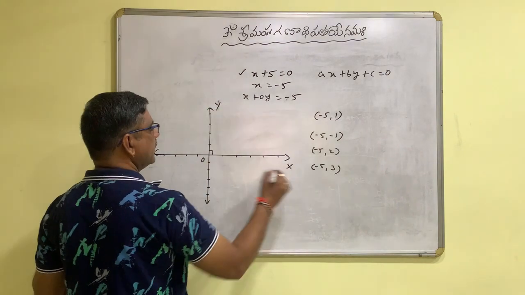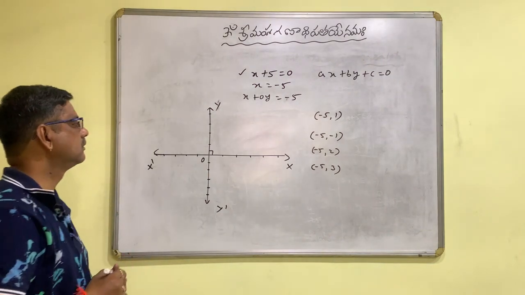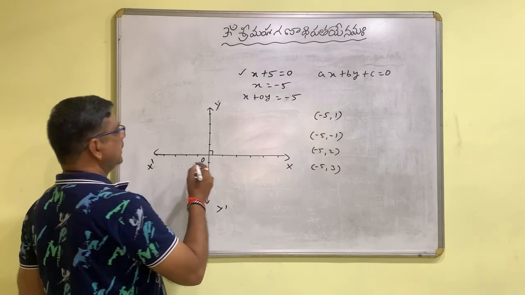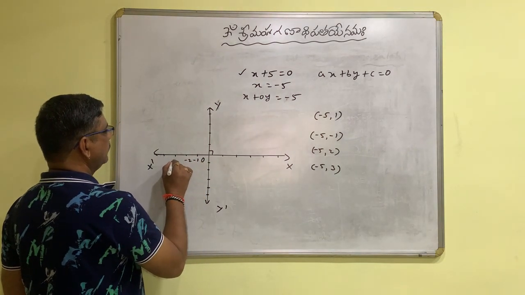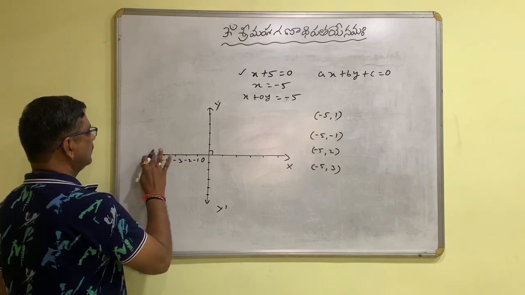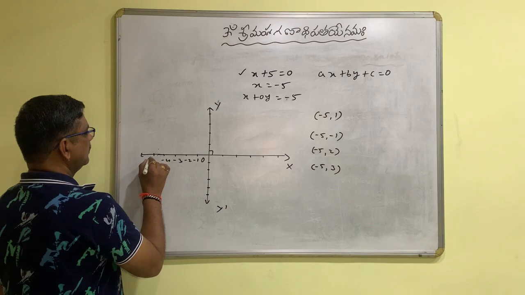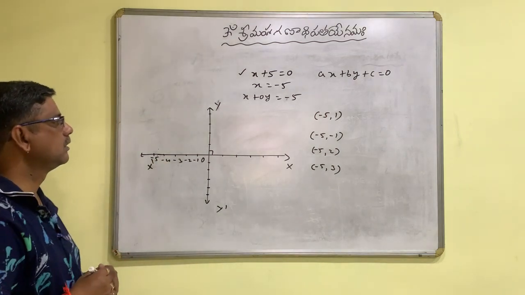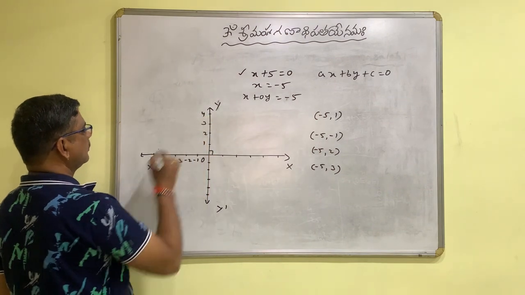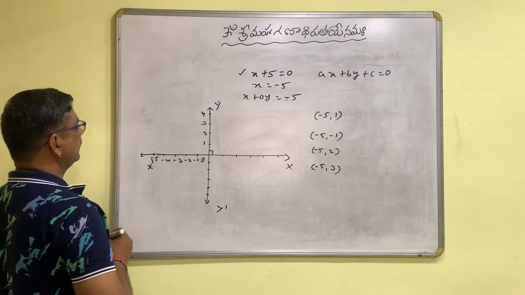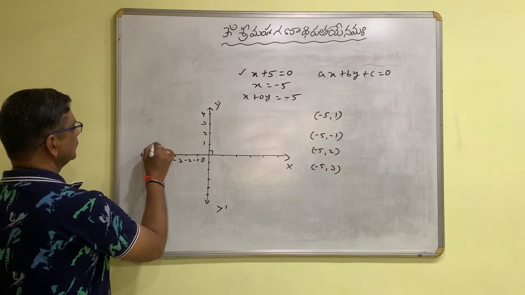Y, x, x dash, y dash. Now, so this is -5, na? -1, -3, -4, -5. -5 comma 1, 1, 2, 3, 4. -5 comma 1 here.